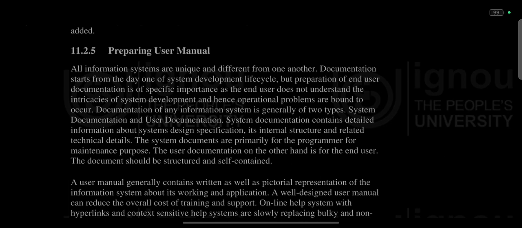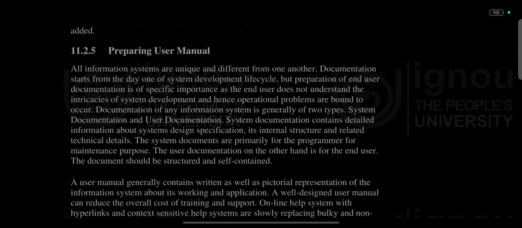Documentation of any information system is generally of two types: system documentation and user documentation. System documentation contains detailed information about the system's design specification, its internal structure, and related technical details. The system documents are primarily for the programmer for maintenance purposes.